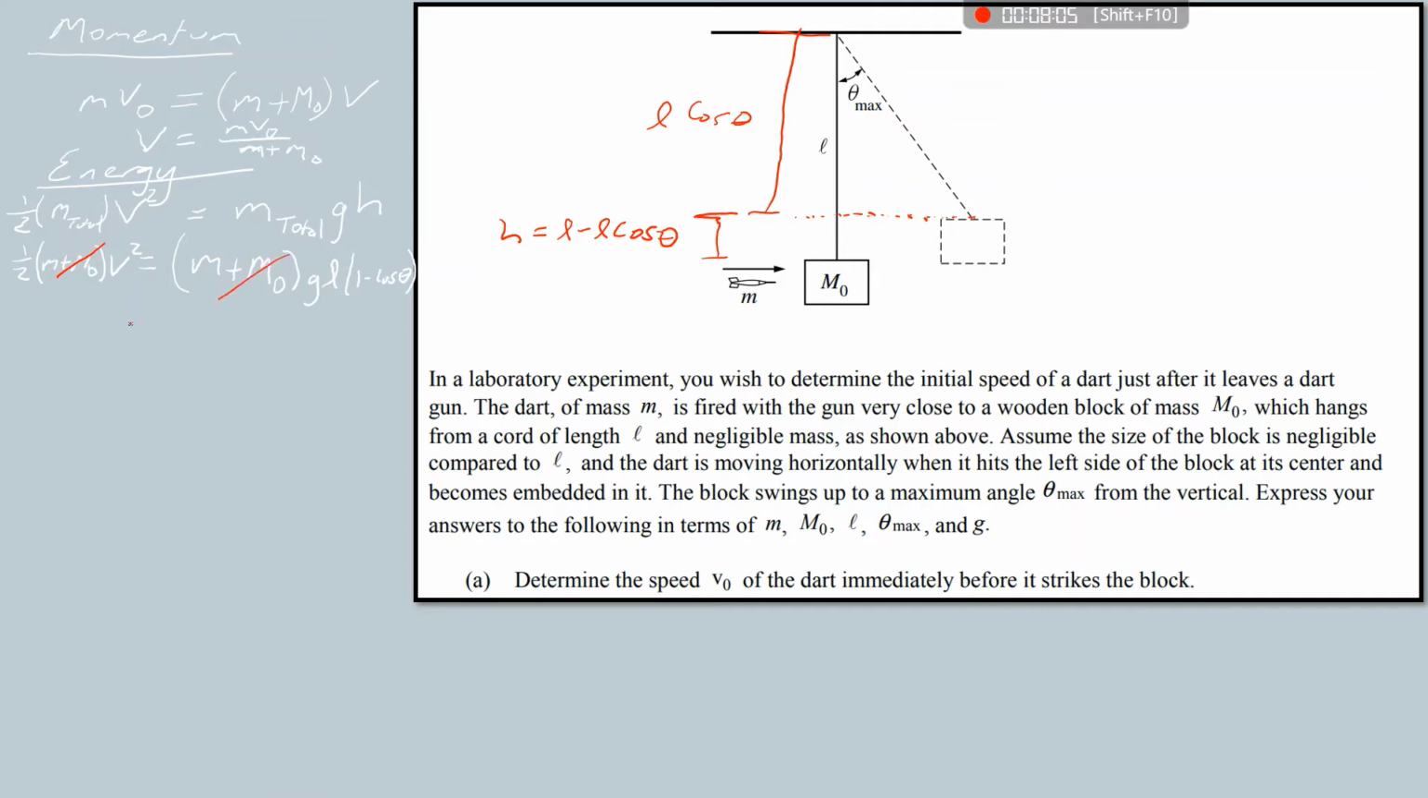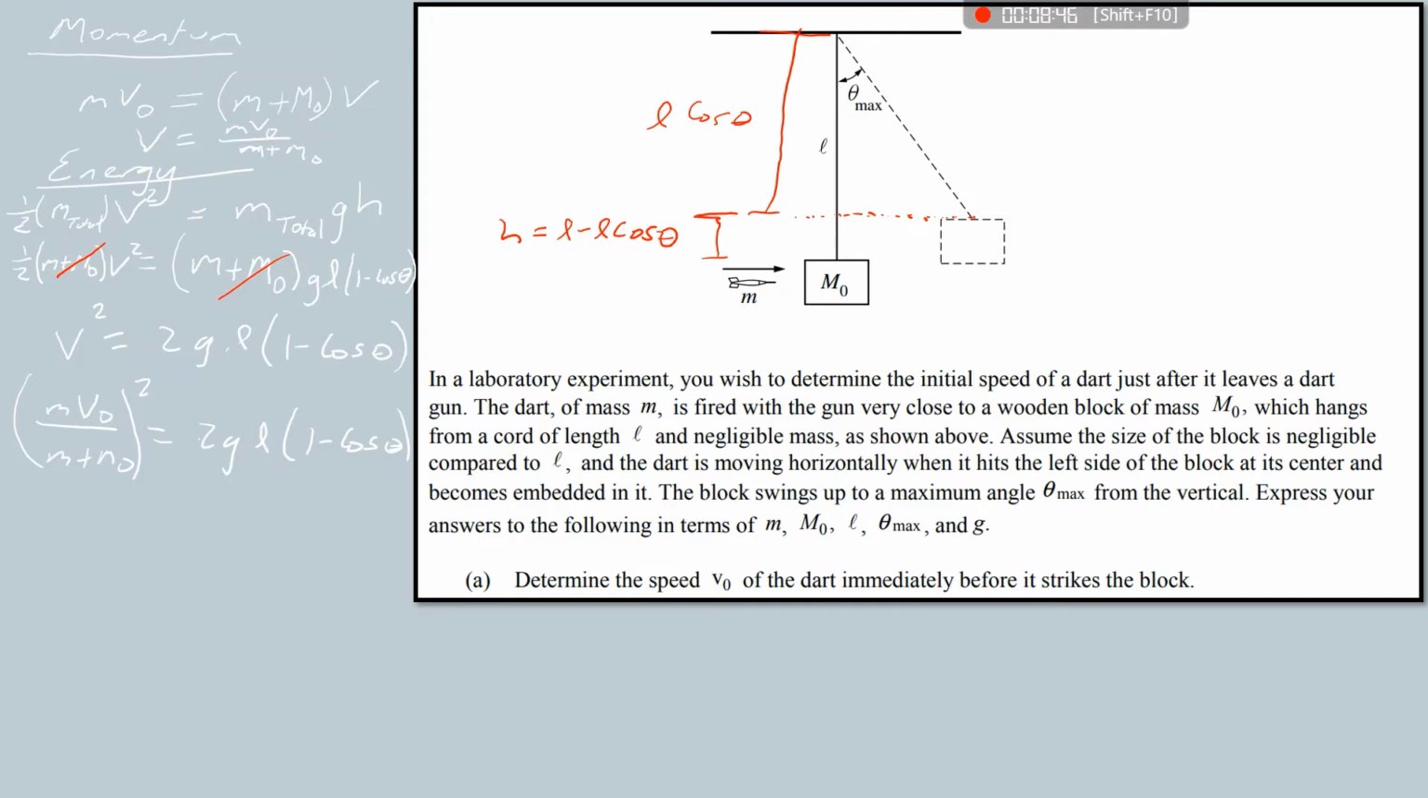So 1, 2. And then multiply by 2 to get V squared is equal to 2GL times 1 minus cosine theta. And then we'll plug this in. M V0 over M plus M0 squared is equal to 2GL times 1 minus cosine theta. Okay, what do I do next?